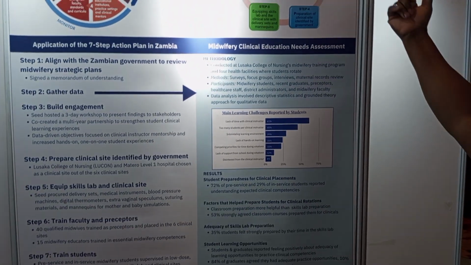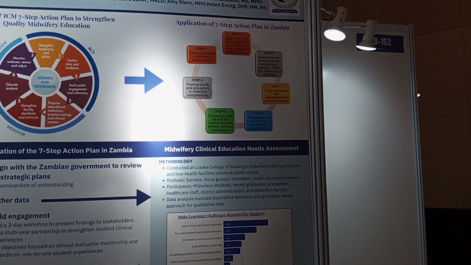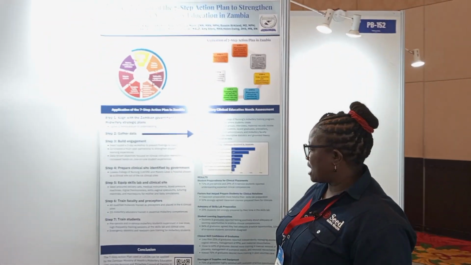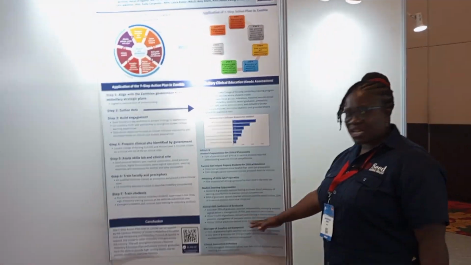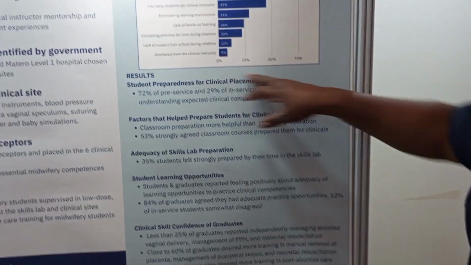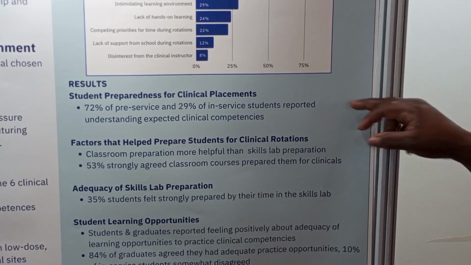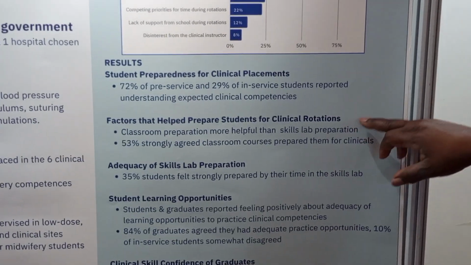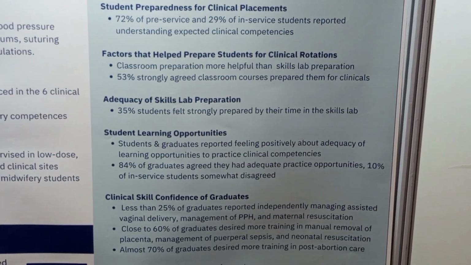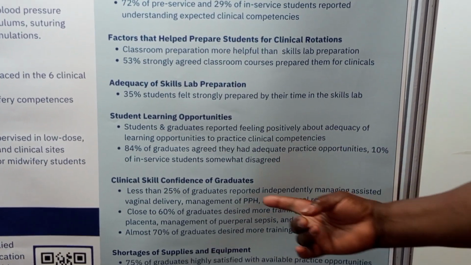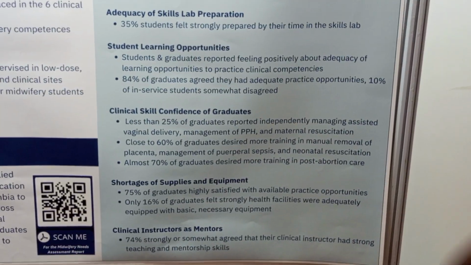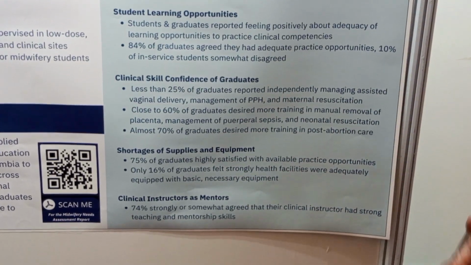After the assessment, we had to present the results. So we held a 3 day stakeholder workshop where we presented our results. And some of the results that came out are these ones. I don't know whether you're able to focus them. So we looked at the students' preparedness for clinical placement. We looked at factors that helped prepare students for clinical rotations. We looked at the adequacy of skills labs. We looked at student learning opportunities, clinical skills, confidence of graduates. We looked at shortages of supplies and equipment. We also looked at the clinical instructors as mentors.